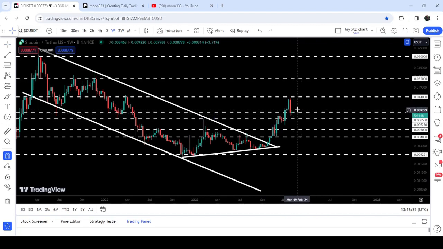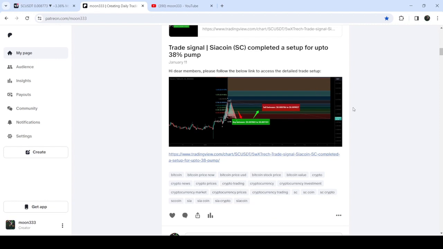And in today's video, we will analyze this move. And I would also like to share with you my most recent trade signal for Siacoin that I shared a few days ago on 11th of January 2023 with my members. And so far, this move has produced almost 75% pump.